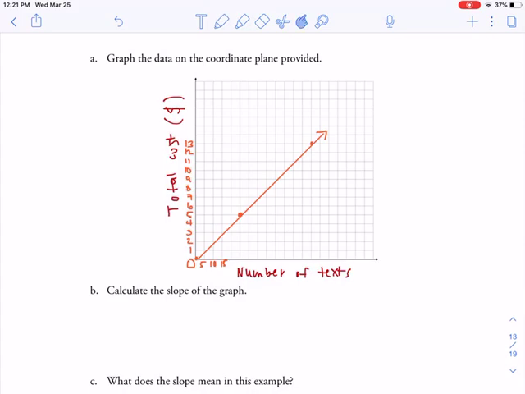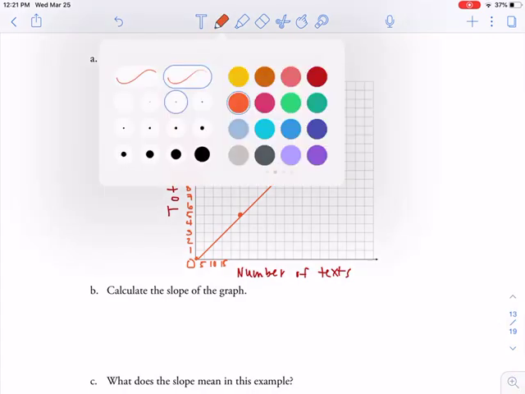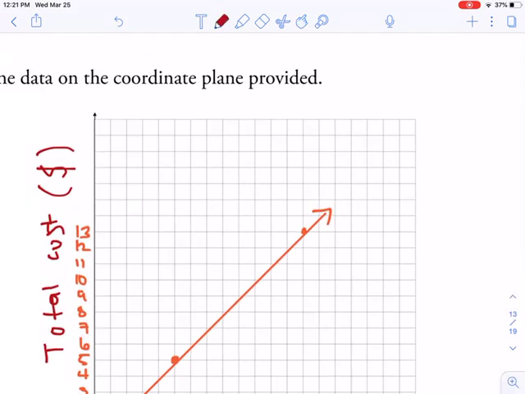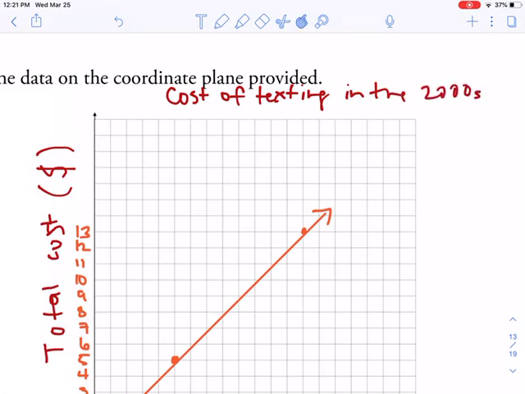All right, and then the last thing that we forgot, or you might have forgotten, but here I am to tell you, is the title. Okay, so cost of texting in the 2000s. That's what I wanted to call the graph, so let's call it that.